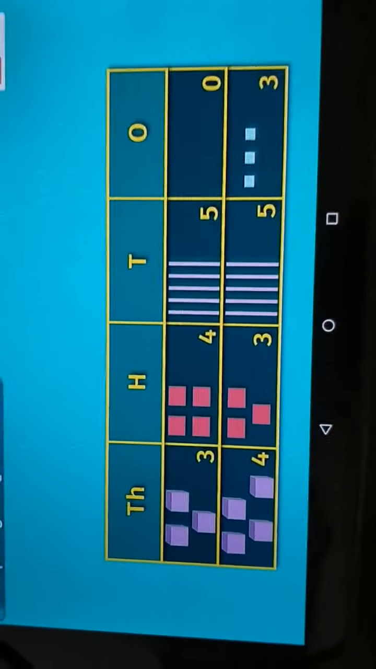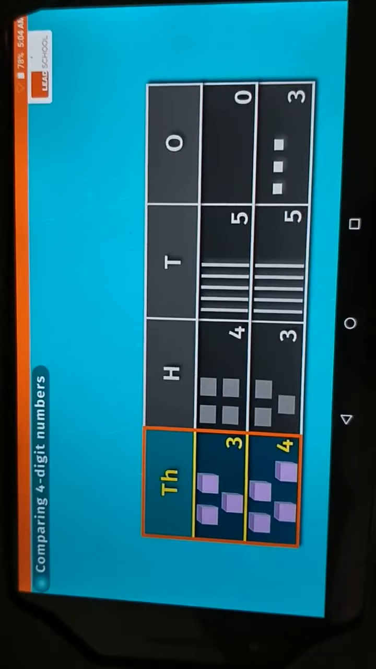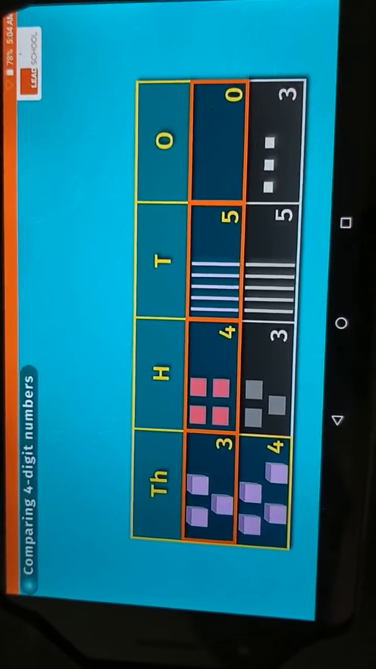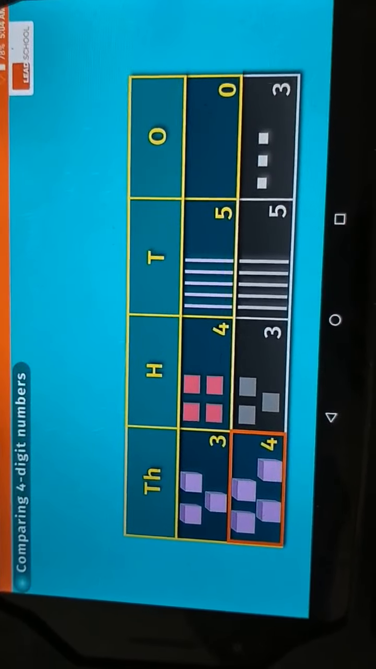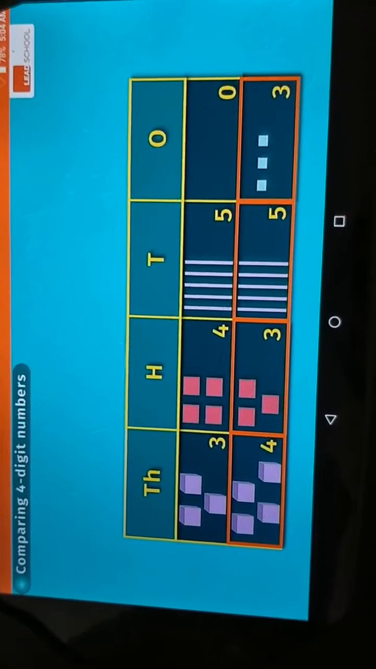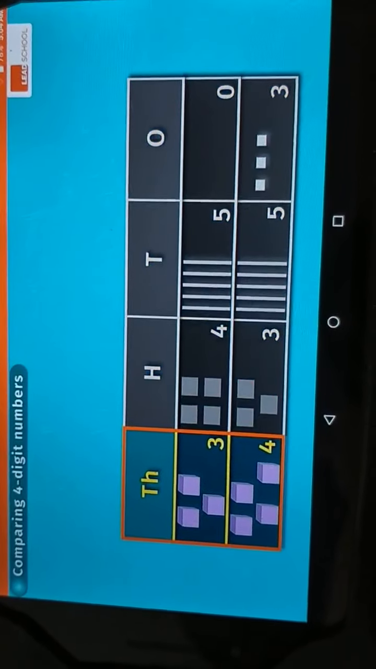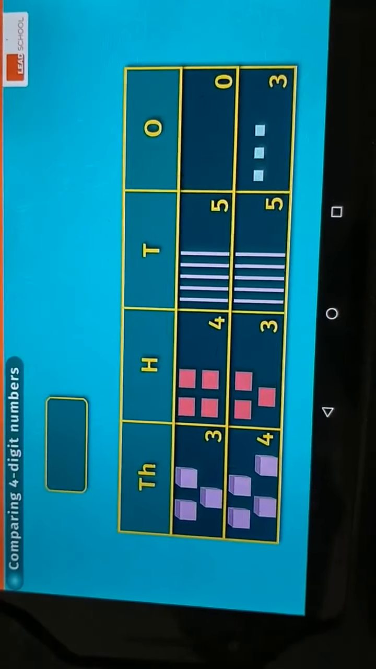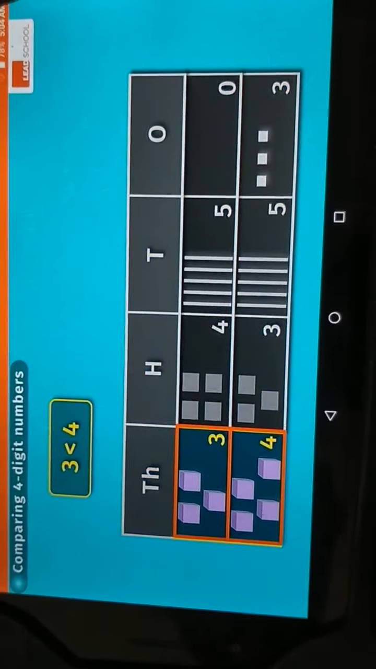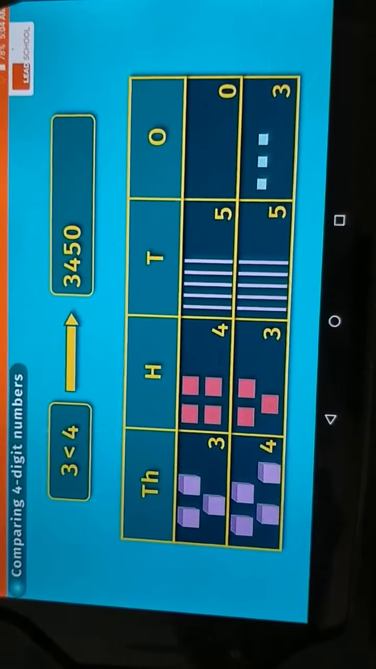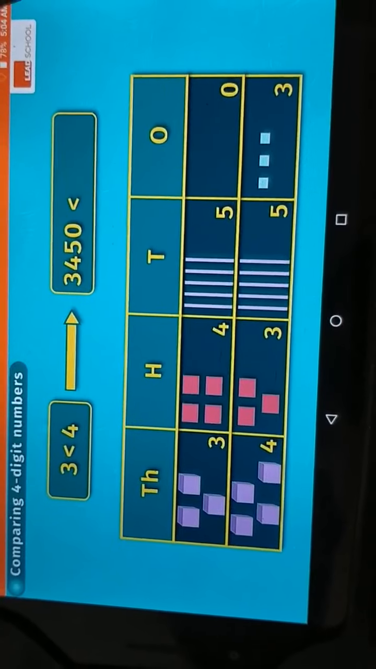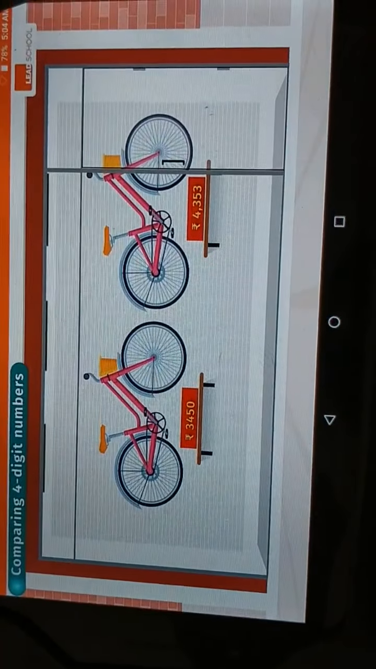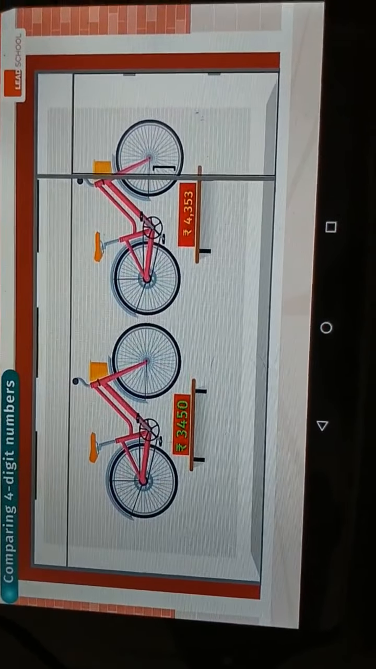First, we will compare the digits in the thousands place. There are 3 thousands in the number 3,450, 4 thousands in the number 4,353. The smallest digit in the thousands place belongs to the smallest number. So, as 3 is smaller than 4, we can say that the number 3,450 is smaller than the number 4,353. So, let's tell Sana that we have found the cheaper bicycle.